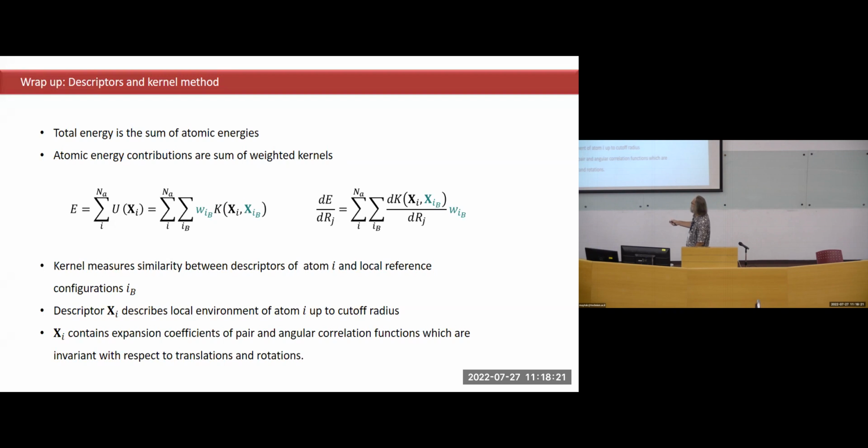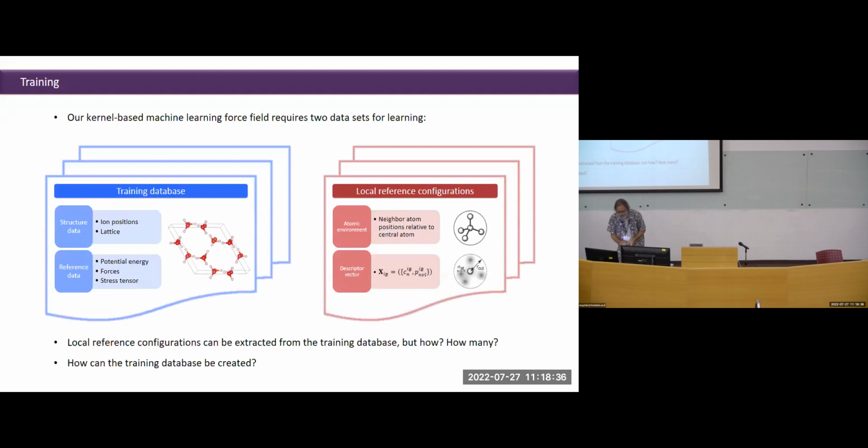So the descriptor describes the local environment of an atom up to a certain radius around it, and it contains expansion coefficients of the pair and angular correlation functions. And these are invariant with respect to translations and rotations. So what do we now need? We need a database of training structures, and its ionic positions and lattice shapes and forms. And for these training structures, what do we need? We need to know the energy of these structures and the forces and the stresses on the cells.